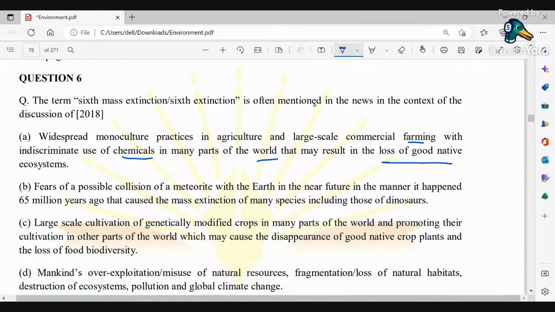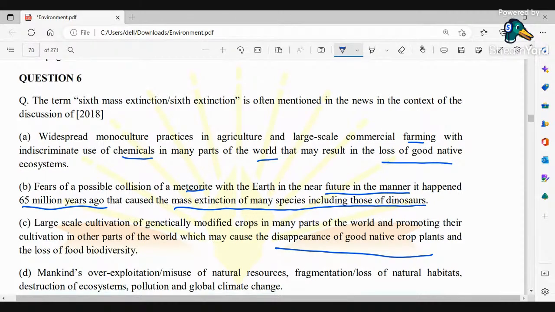Fear of possible collision of a meteorite with the Earth in the near future, in the manner it happened 65 million years ago, that caused the mass extinction of many species, including those of dinosaurs. Large scale cultivation of genetically modified crops in many parts of the world and promoting their cultivation in other parts of the world, which may cause the disappearance of good native croplands. Mankind's overexploitation, misuse of natural resources, fragmentation or loss of natural habitats, destruction of ecosystem, pollution, and global climate change.